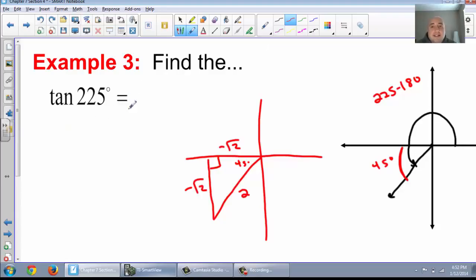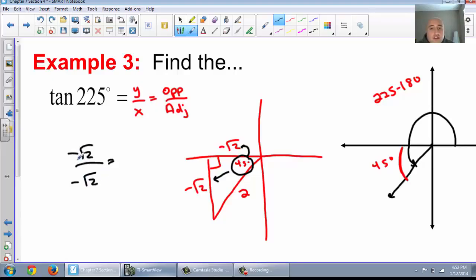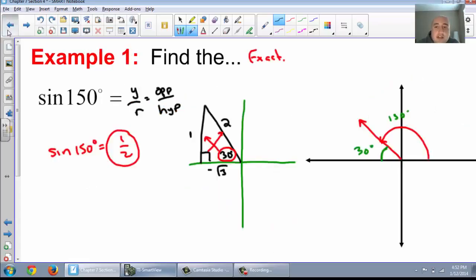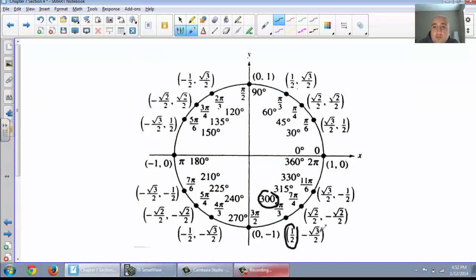Okay, what's tangent? Tangent is from the last section, y over x, or opposite over adjacent. SOHCAHTOA, T-O-A. All right, so what is this? Opposite. So here's my important angle. Opposite is negative square root of 2 over adjacent, which is negative square root of 2. And hopefully you see that negative root 2 over negative root 2 is positive 1. Okay, so can't really check that on the unit circle, but I will talk more about this at a later time.